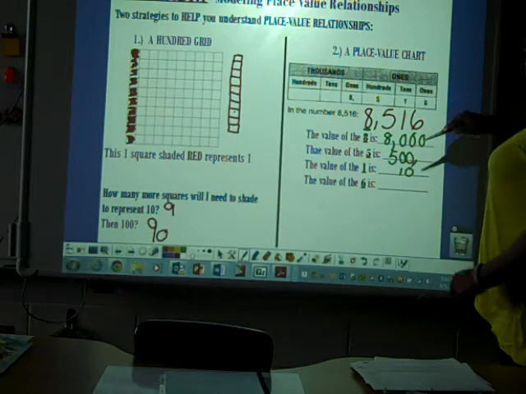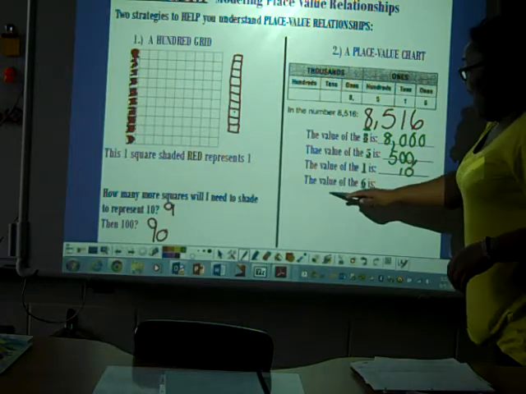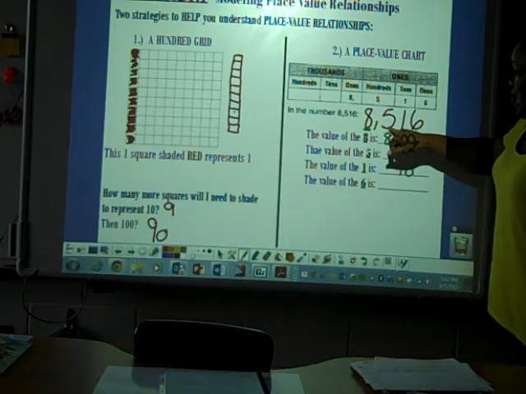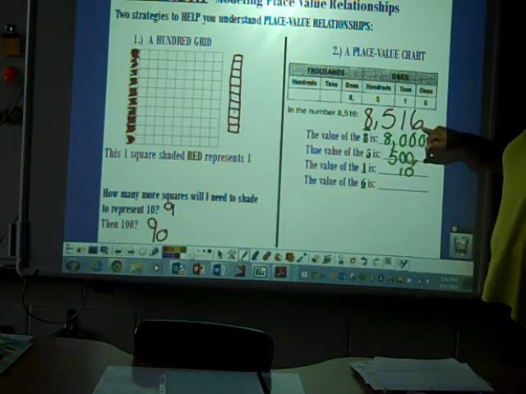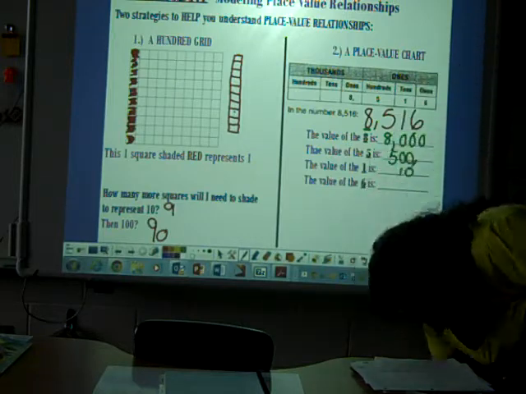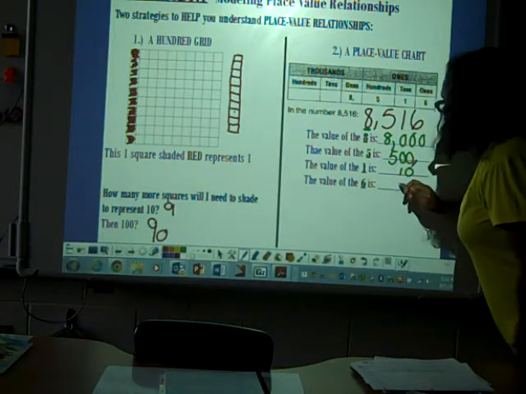And then we have the number 6. Well, the value of the 6, if this is thousands, that's hundreds, that's tens. How many is that? Ones. And I dropped my pen. Excuse me. So excited.